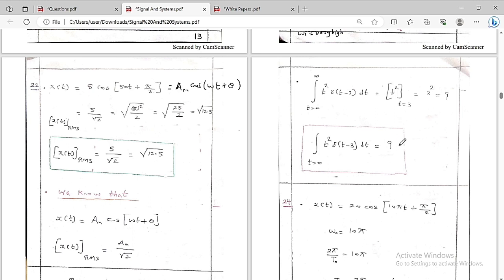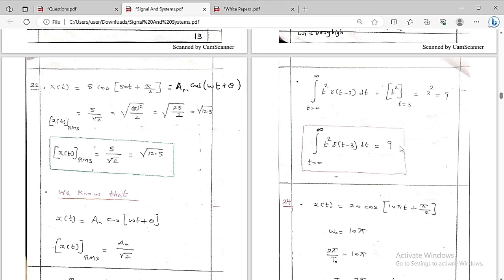Always keep in your mind only one thing that I am trying to tell you: whenever the integration from minus infinity to plus infinity of f of t into delta of t minus t naught dt is always equal to f of t naught, if the impulse signal lies in the limits of the integration, then only its value is equal to f of t naught. Suppose it is not lying there, then its value is equal to 0, as I already told you. So in this case, 9 is the correct solution of this question.